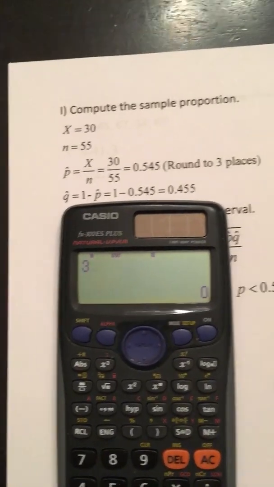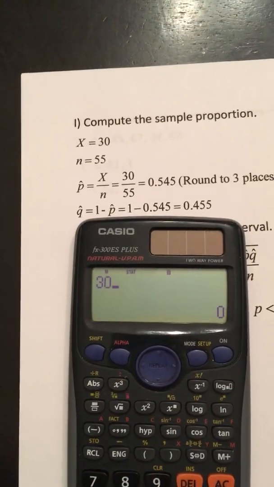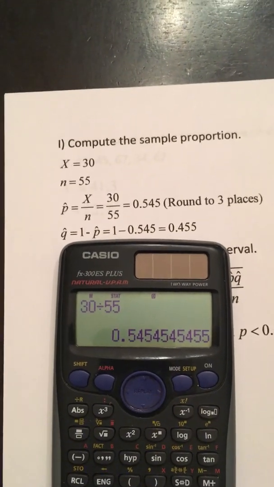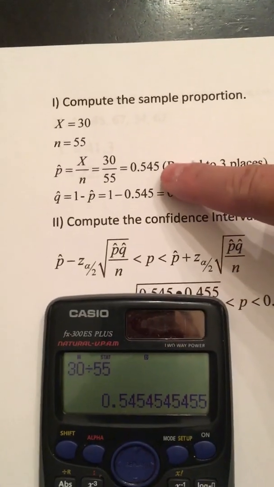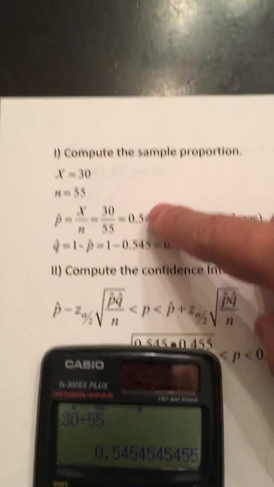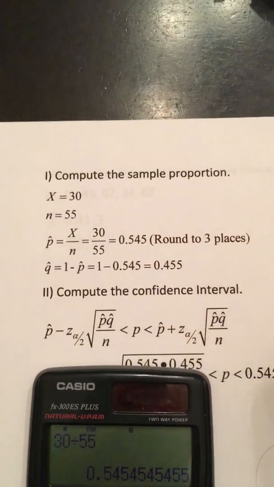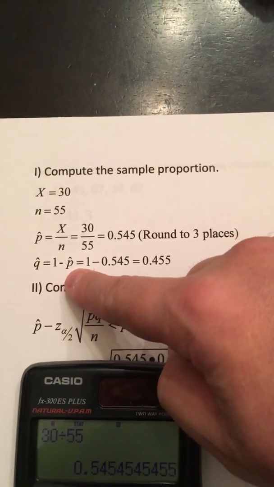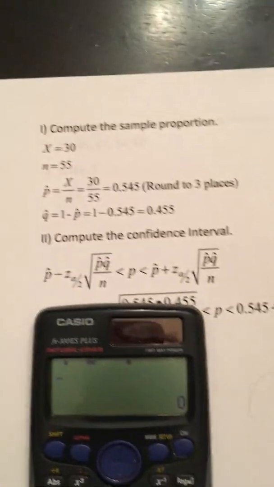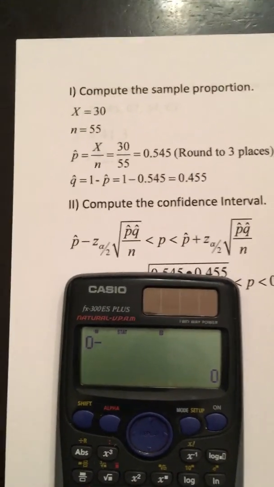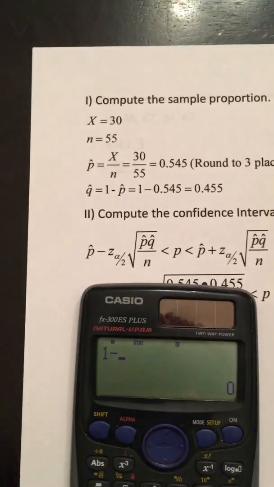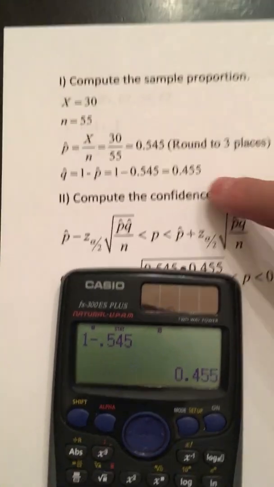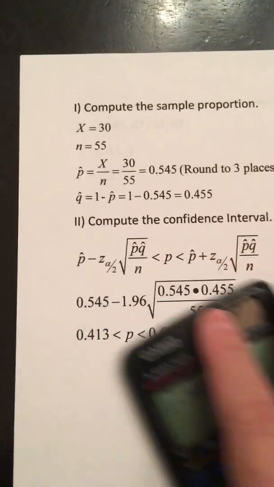So we have 30 divided by 55, which is 0.545. We'll round to 3 decimal places. So your sample proportion is 0.545. Now to compute q hat, we just take 1 minus p hat. So we are going to compute 1 minus 0.545, and that's going to give us 0.455. Okay, that's our first step.